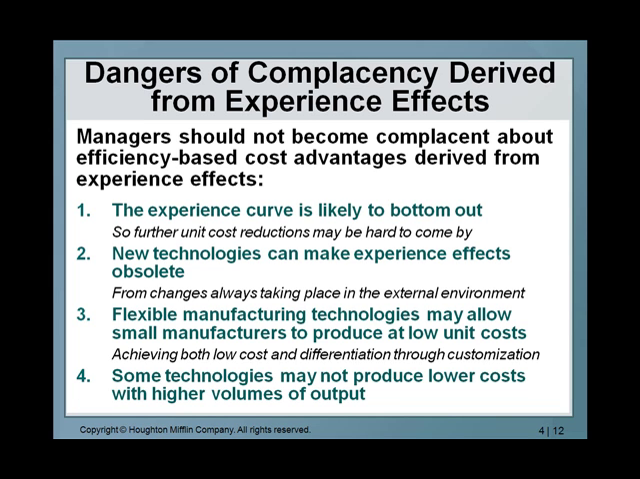Same thing with Toyota. And we're going to use that Toyota example for the third one. Flexible manufacturing may allow small manufacturers to produce at a low unit cost. Again, the benefit of traditional experience effects requires the firm to produce at a larger scale. Why? The more I produce, the more economies of scale, the more learning effect I have. All right? However, if flexible technology, and what is flexible technology?